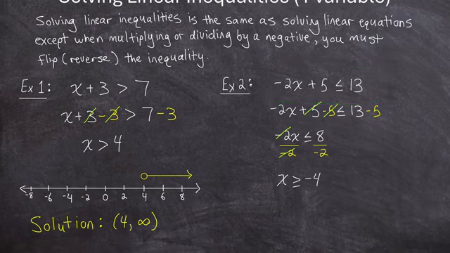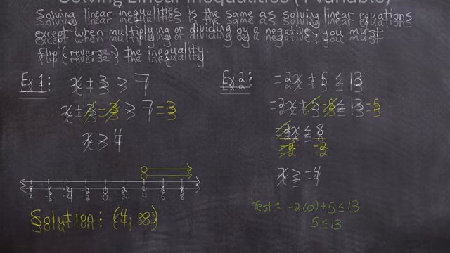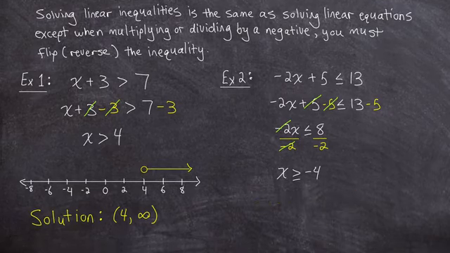We could test it out. An x value that's greater than or equal to negative 4, well, 0 is greater than or equal to negative 4, so let me test 0. Is negative 2 times 0 plus 5 less than or equal to 13? Well, this would simplify to 5 is less than or equal to 13, which is of course true. And when solving an inequality, it's good habit to state your final answer in interval notation.